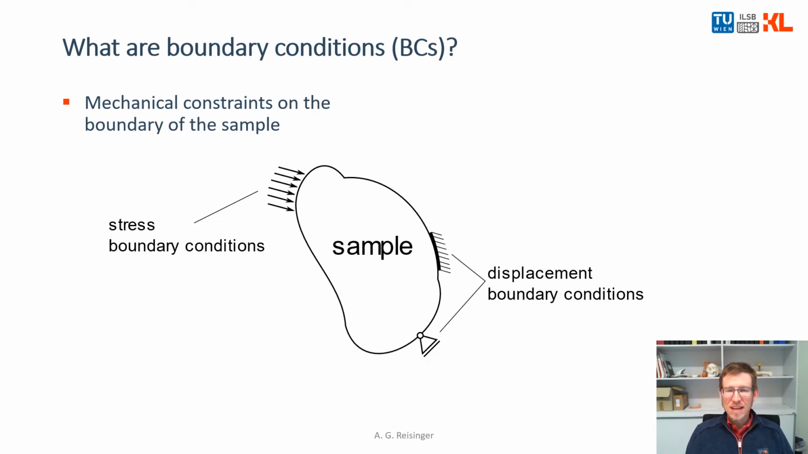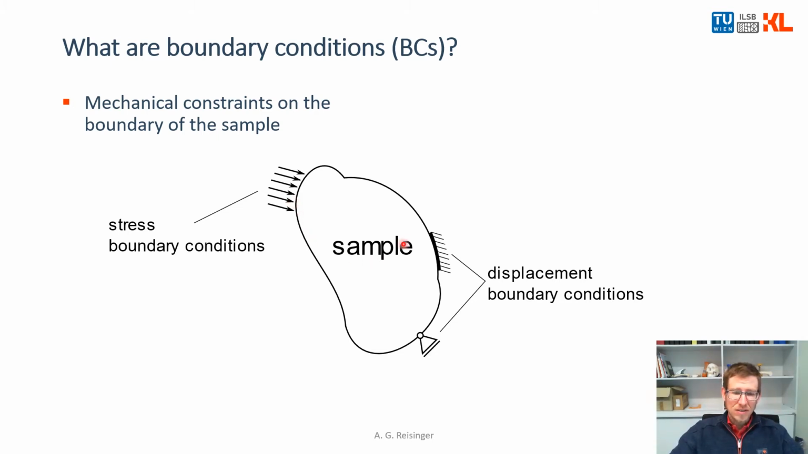There are two different kinds of possible boundary conditions. Either you apply a stress on the surface of your sample, or you apply displacement boundary conditions. This is indicated by these two sides here. On the left you see stress boundary conditions. So on a certain area of the surface you apply surface stress. This is what you can do by pushing on it, pulling, shearing, whatever.